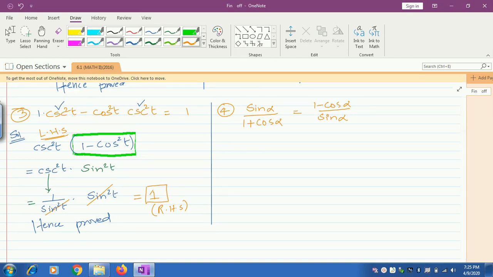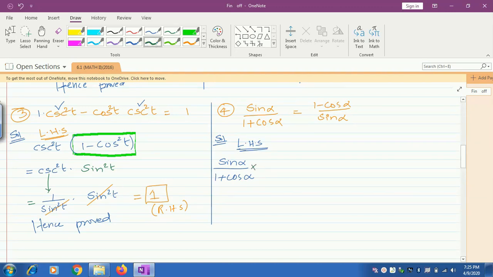So here I have to take this LHS and prove the RHS. So I will take LHS. Here you have sine theta over 1 plus cosine theta. Whenever you have this, you cannot simplify, you cannot take a common factor. Whenever you find this type, just multiply with the conjugate of the denominator.